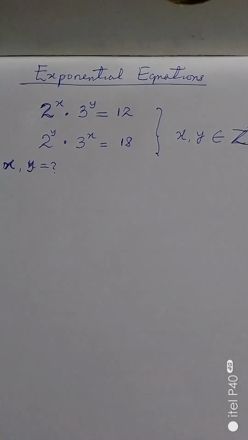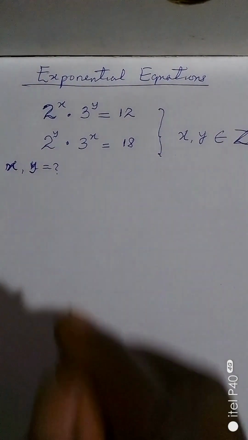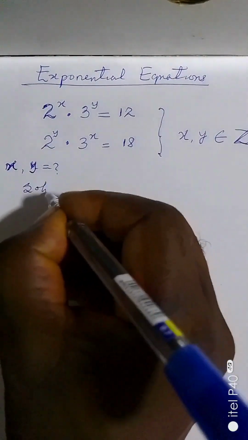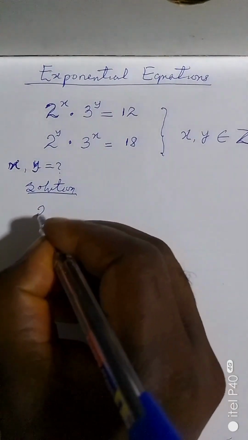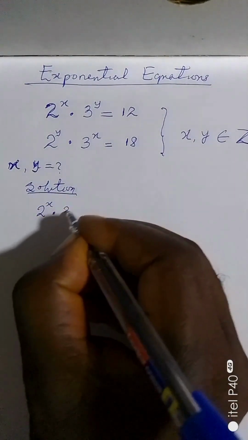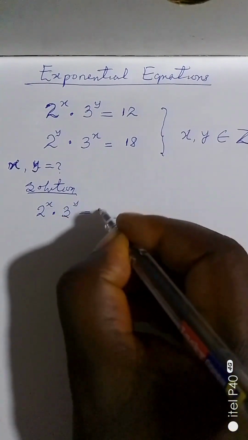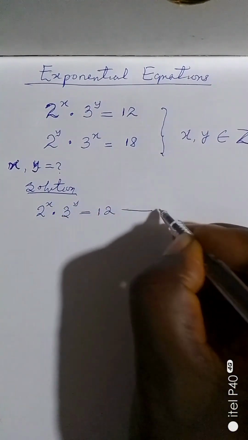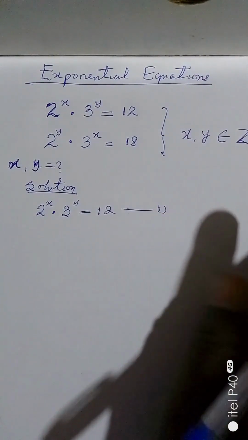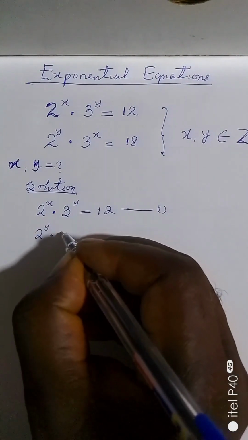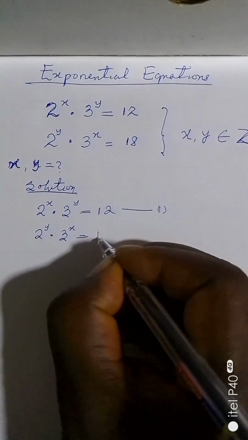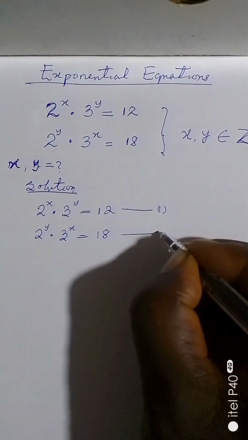It is very simple. But I want you all to follow me and see how we solve these two beautiful exponential equations. So the first thing is to note down the two equations. We have 2 to the power of x multiplied by 3 to the power of y equal to 12. I am going to call this equation 1. And next, we have 2 to the power of y multiplied by 3 to the power of x equal to 18. I will call this equation 2.